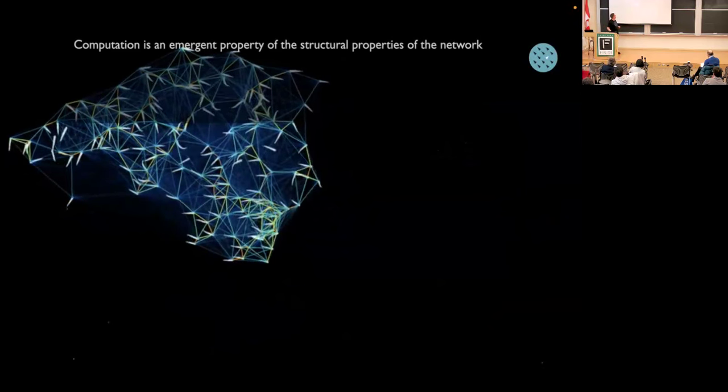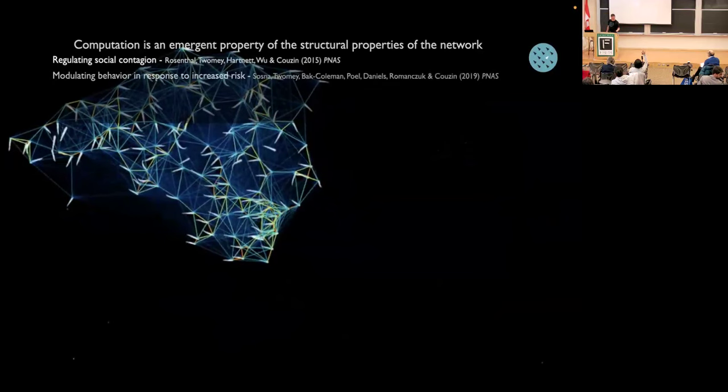And so over the years, we've been able to show that computation can be an emergent property of the structure of the networks of these groups in a wide range of contexts, such as regulating social contagion, modulating behavioral response to increased risk, and also sensing long-range environmental gradients. We're able to show that the group can sense gradients that no individual is capable of sensing.